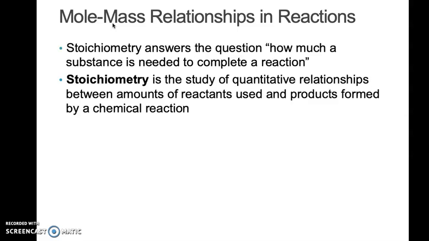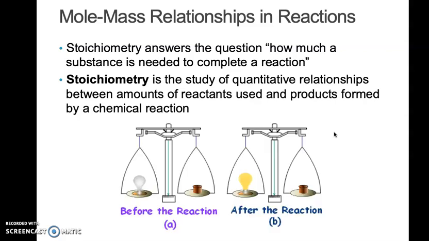So what exactly is stoichiometry? Stoichiometry answers the questions of how much of a substance is needed to complete a reaction or to get a certain amount of product. And I have a good definition here. It says stoichiometry is a study of quantitative, which is numbers, right? Relationships between amounts of reactants used and the products formed by a chemical reaction. So it answers the question of, if I have a certain amount of reactants, how much product can I produce?